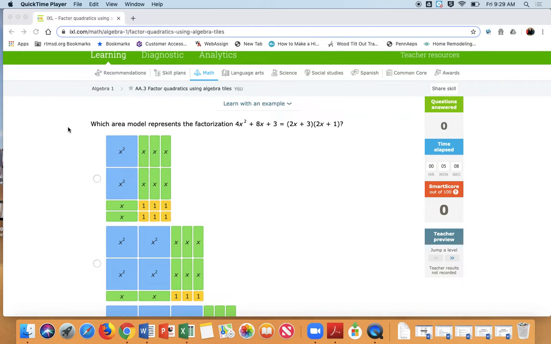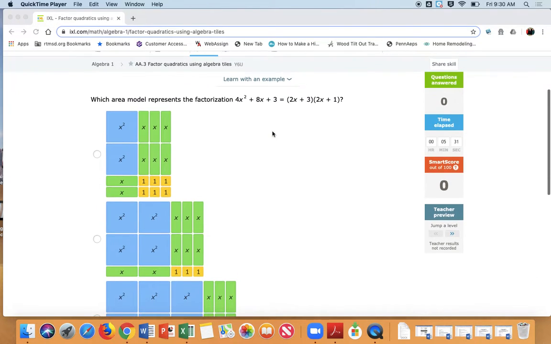Get started here. This is just a kind of tutorial of how to do one of your IXLs. It is Algebra 1, AA3, Factor Quadratics using Algebra Tiles. So up here it says which area model represents the factorization of 4x squared plus 8x plus 3.